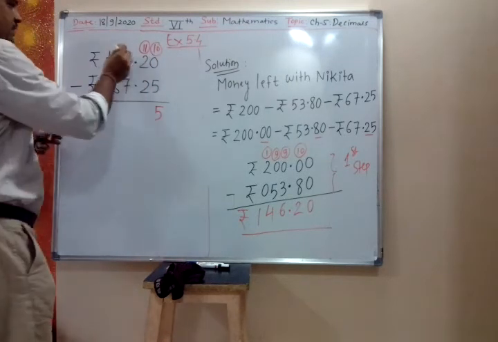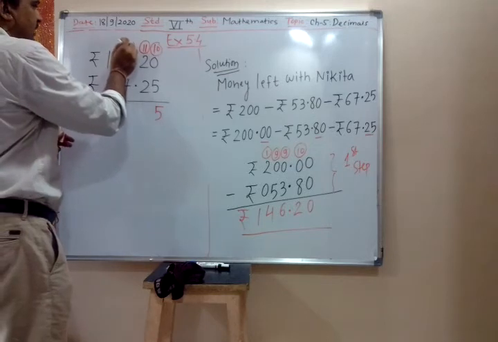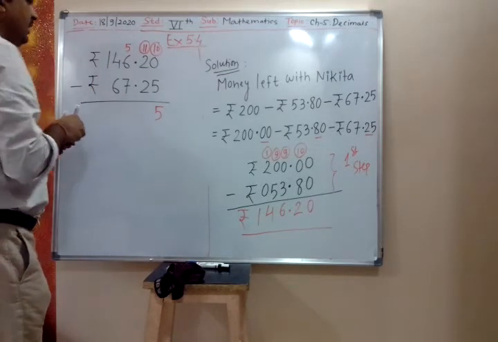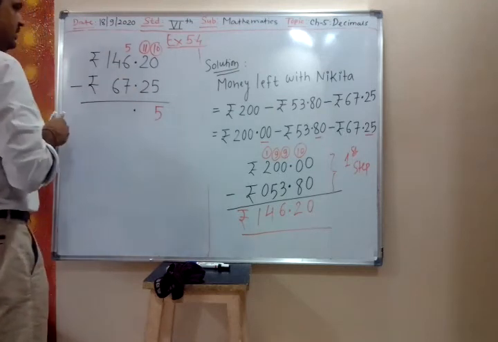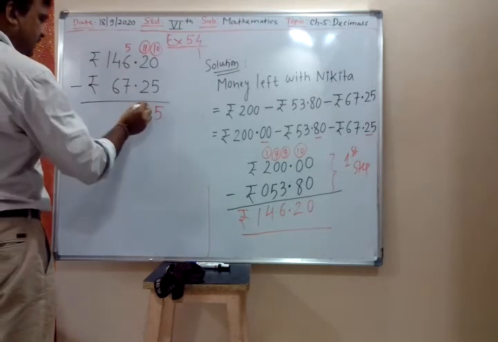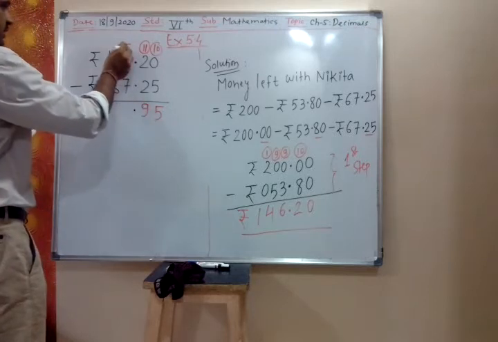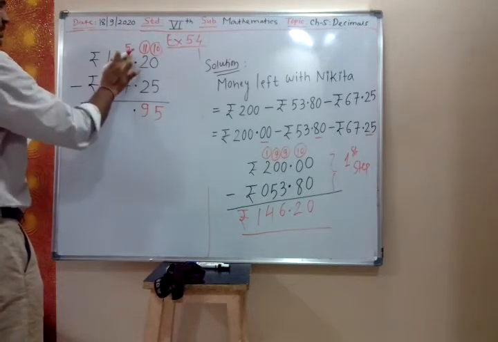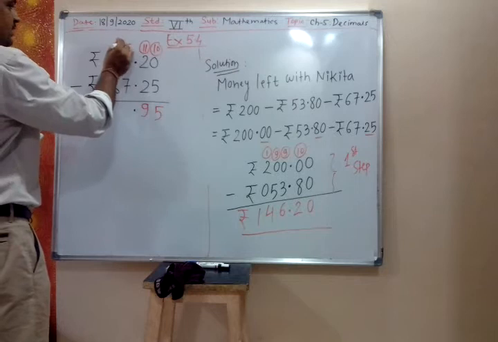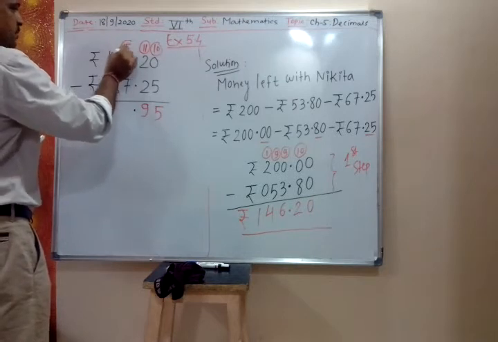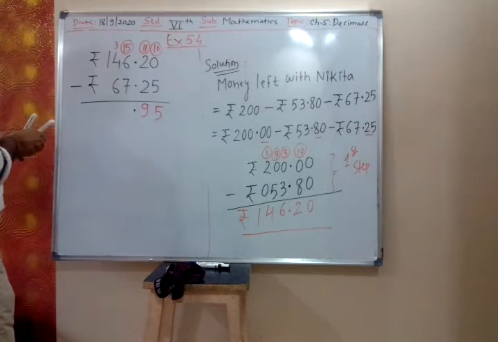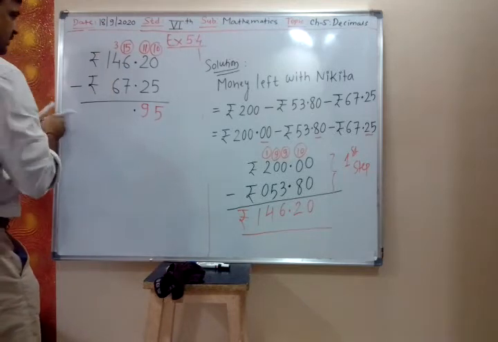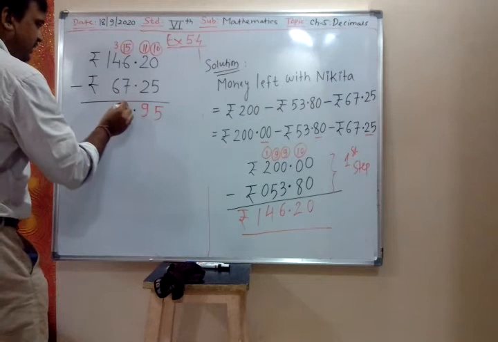Then 6 becomes 5. 11 minus 2 is 9. Then 5, and this is 7. 5 is smaller than 7, so again 1 is carried. 5 becomes 15 and this 4 becomes 3. So 15 minus 7 is 8.